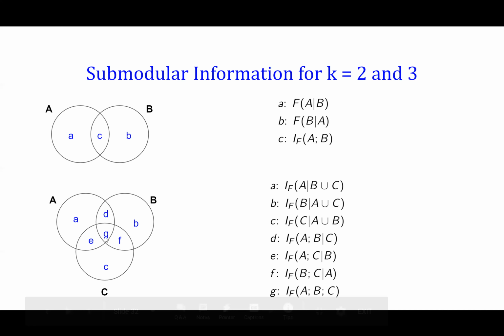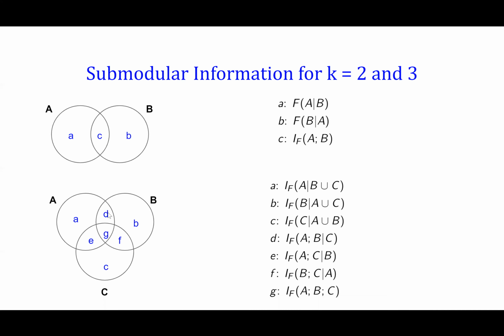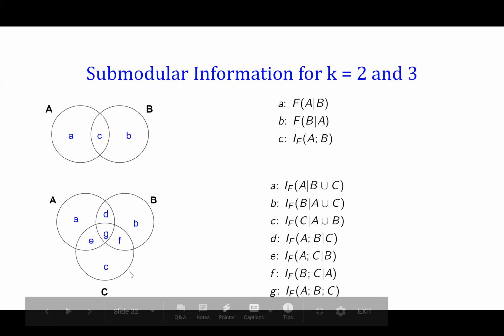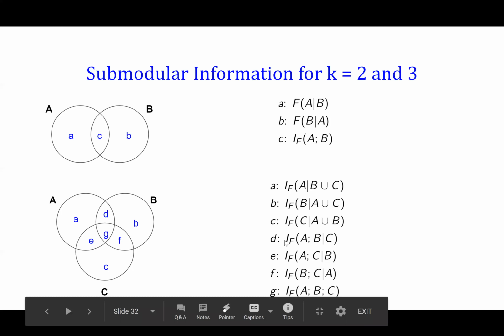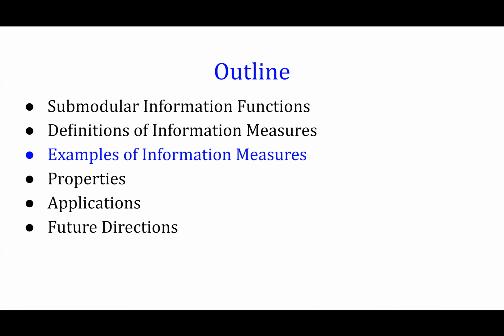D plus G, this entire region, is the mutual information between A and B. So D is the mutual information between A and B, but subtracting out C. So this is exactly the mutual information between A and B given C, the conditional mutual information that we saw. Similarly, D, E, and F are variants of the conditional mutual information. And the quantity G over here is the multi-set mutual information between A, B, and C. This is a very interesting characterization of the submodular information.